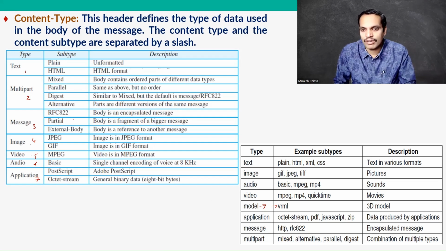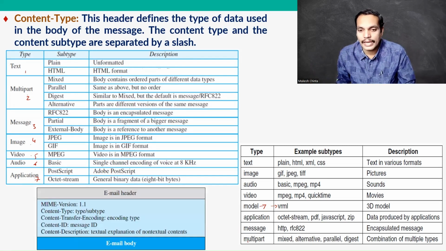You can see that there are different subtypes that have been defined. Message HTTP, RFC5322. What it does is, it tells you that this particular message is an encapsulated one inside another message. If you can see here, the partial is a fragment of a bigger message, or the external body, which is referring to another message. Those kinds of things are given under this message type.